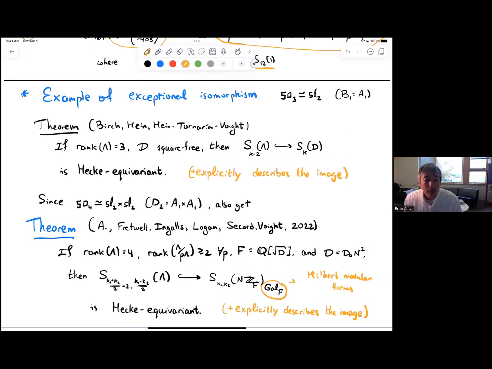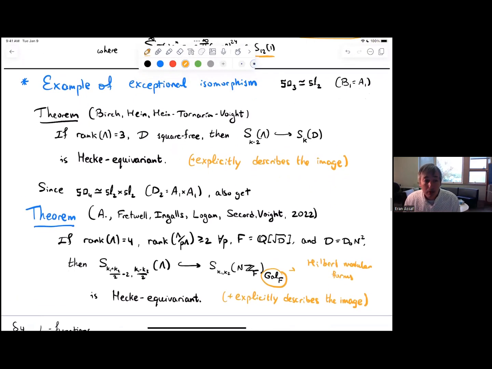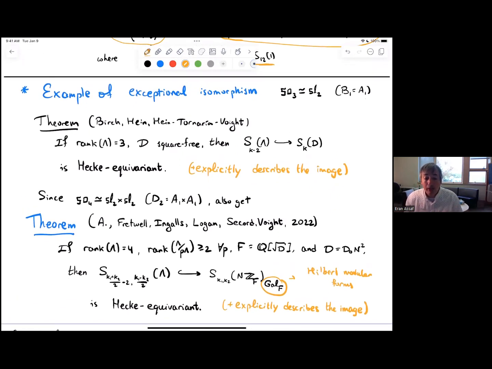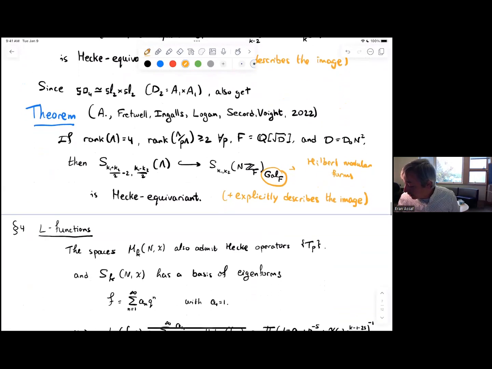So things get more complicated as the dimensions get higher, but these explicit methods allow us to see exactly what's going on in a very neat way. Now, why are we interested in all of these relations, and where does it lead us eventually? For this, I need to tell you a little bit about L functions.